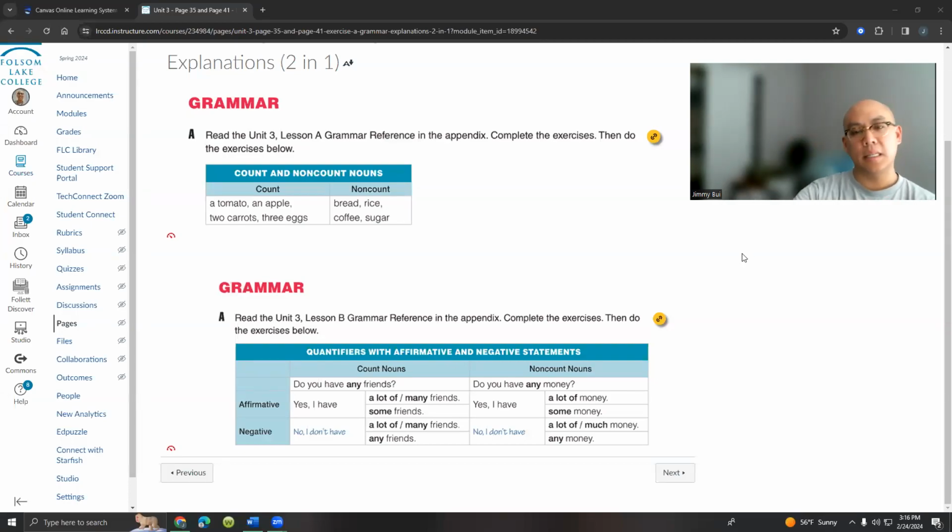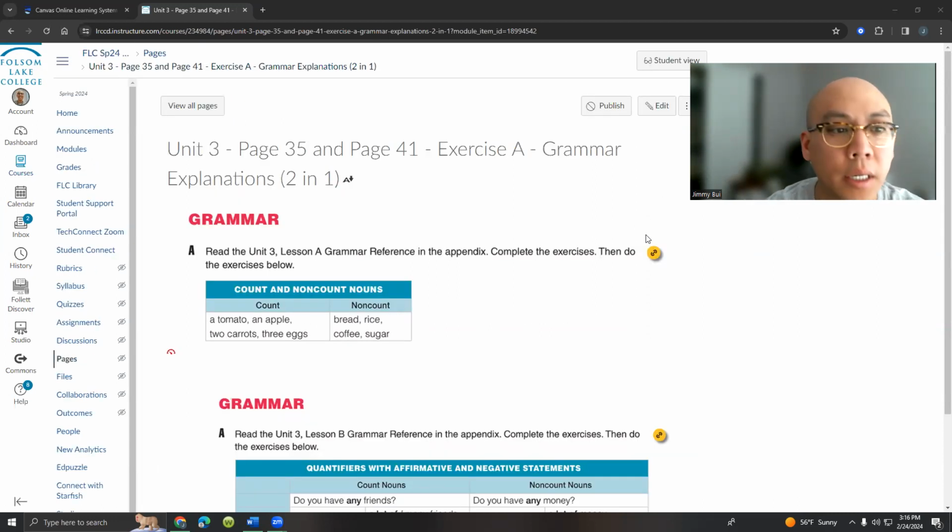Hello, class. Today we are going to take a look at count and non-count nouns. This is in Unit 3, and we're going to do page 35 and 41 together. I'll try and cover both topics. They are very similar and related. Again, nouns, count nouns, and non-count nouns.